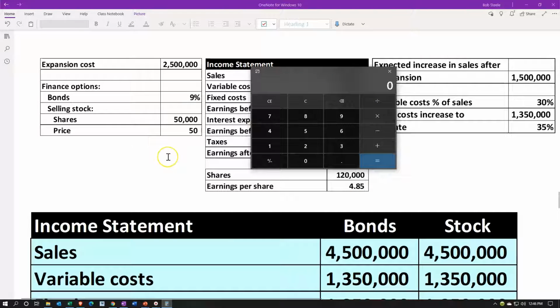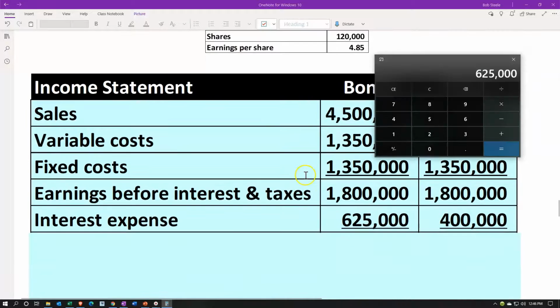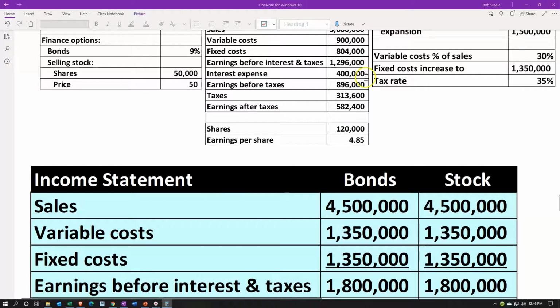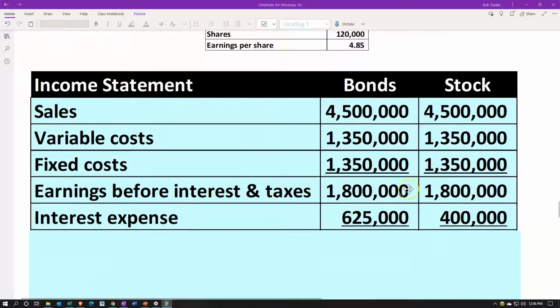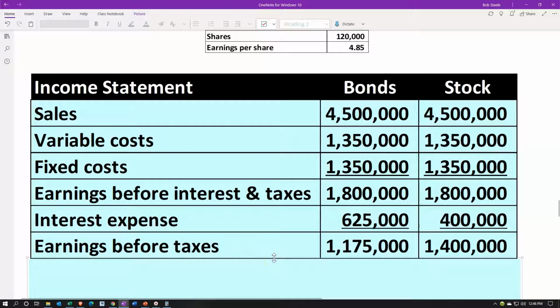So if we finance it with debt, we're going to say we got the $2,500,000 times the 0.09 interest rate, which is the 225,000, plus we already were paying interest of 400,000. That's going to give us our 625,000 if we finance it with bonds, as opposed to only the 400,000, which is what we had before on the books for interest, if we don't finance with bonds but rather with stocks. Then we've got the earnings before taxes.